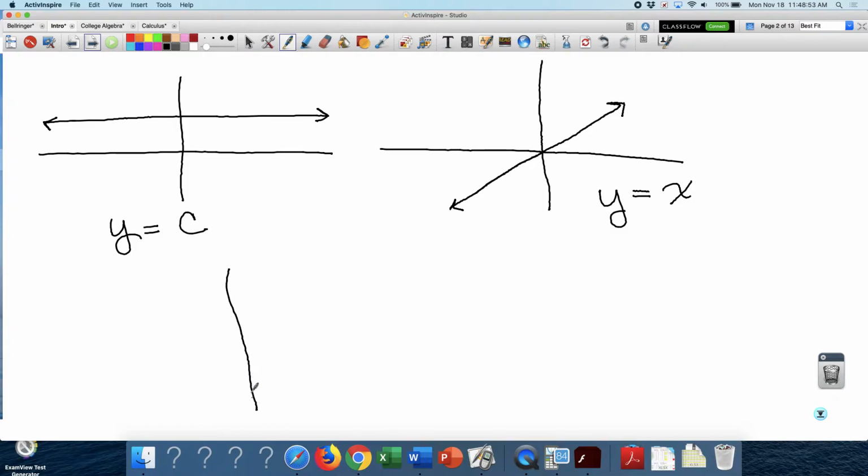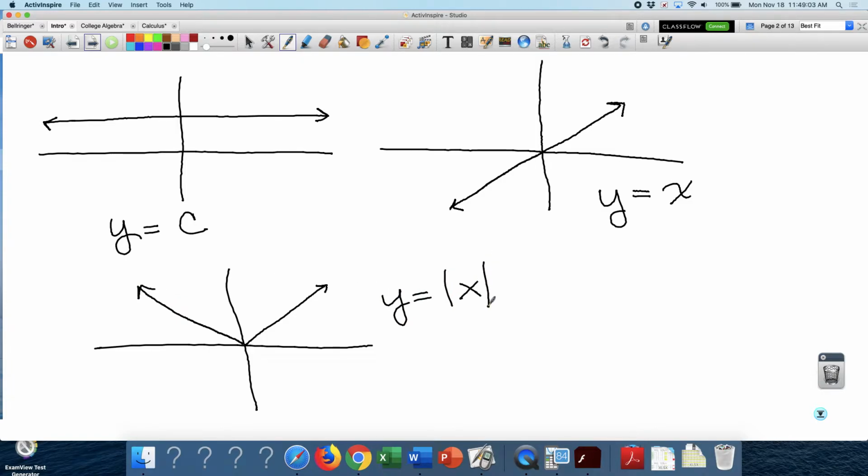Now the next one, what is the shape of the next one? That's your clue. It is a V. That is absolute value. V for value. So far these ought to be nothing new.